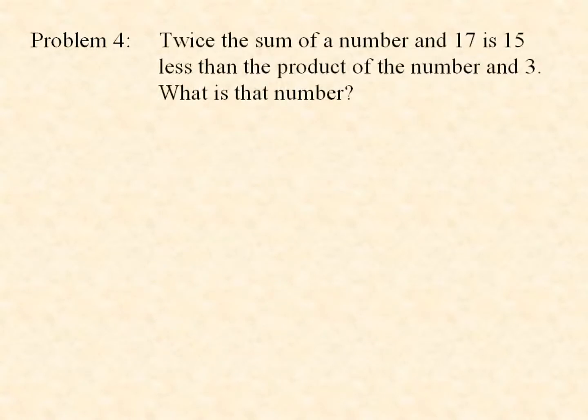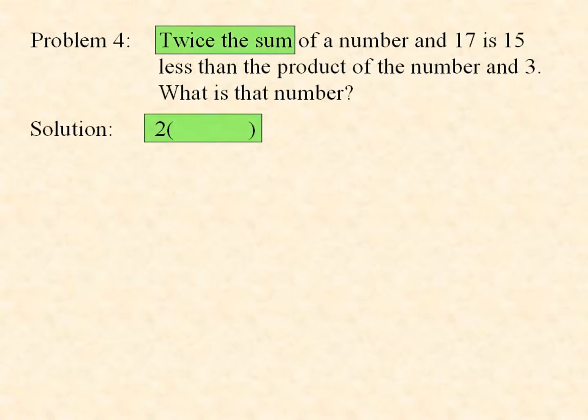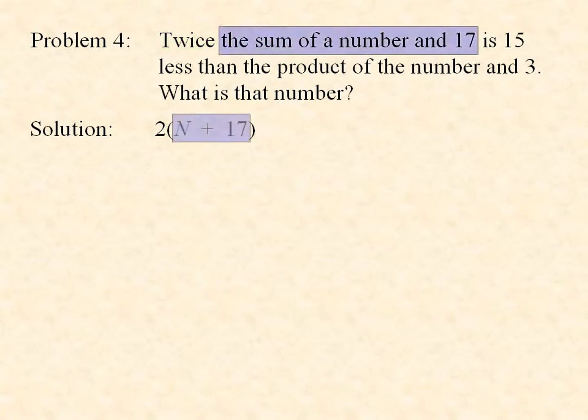Problem 4. Twice the sum of a number and 17 is 15 less than the product of the number and 3. What is that number? Well, let's see. We have twice the sum. When we multiply a sum by something, we must enclose the sum in parentheses. So it's twice the sum of a number and 17, 2 parentheses n plus 17.